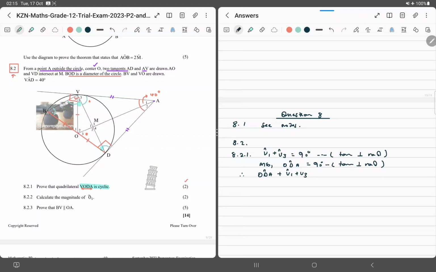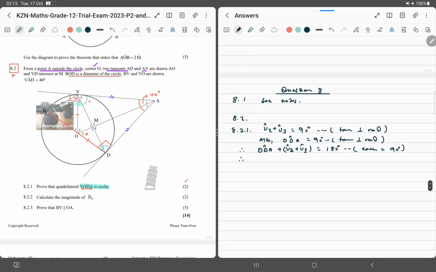Plus V3 there. That is V2 and V3. V2 plus V3 there as a unit is going to give us 180 degrees. We know that each is equal to 90 degrees. It's quite obvious. So if that is the case, we can say therefore now VODA is a cyclic quad.